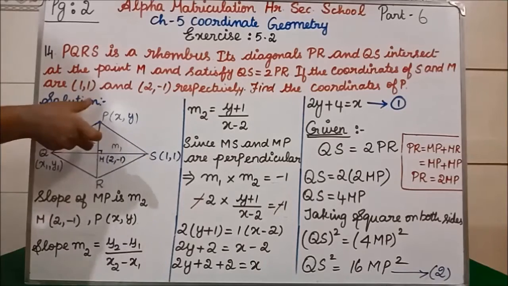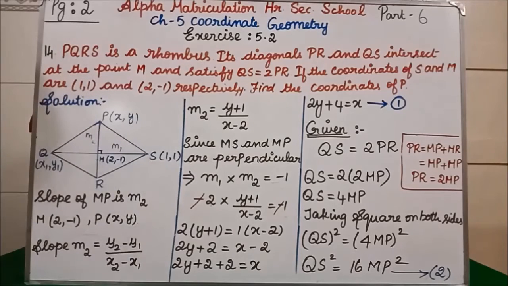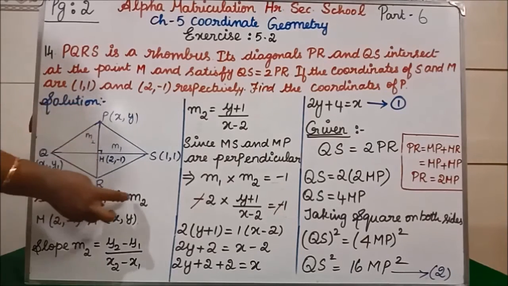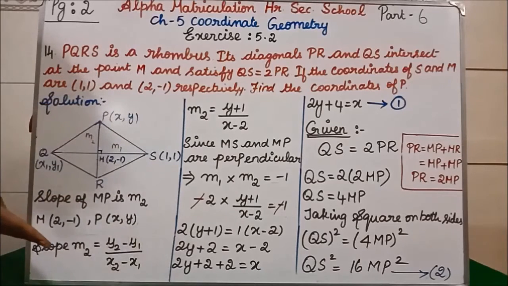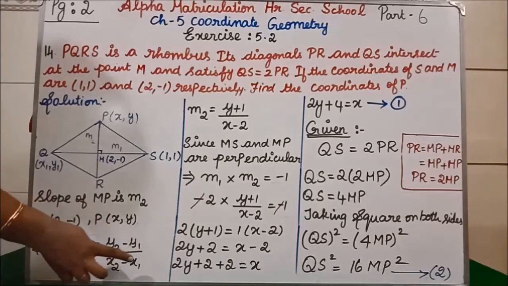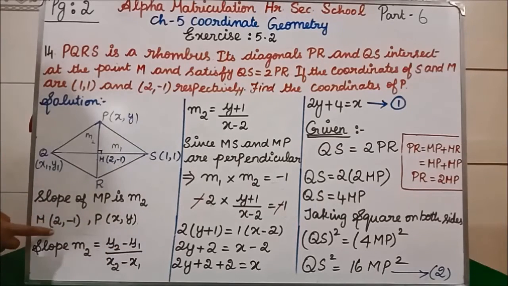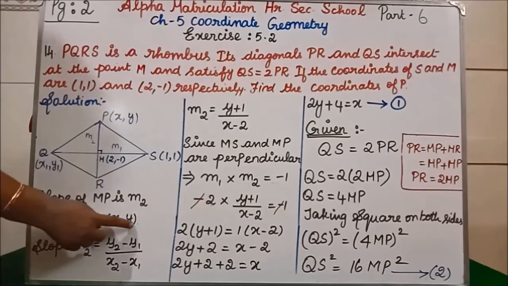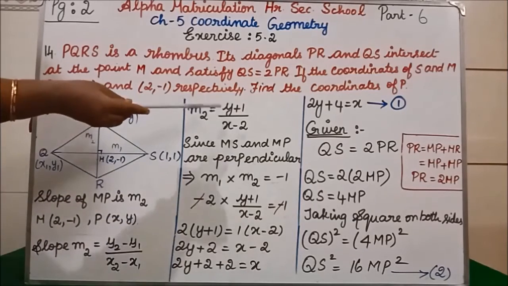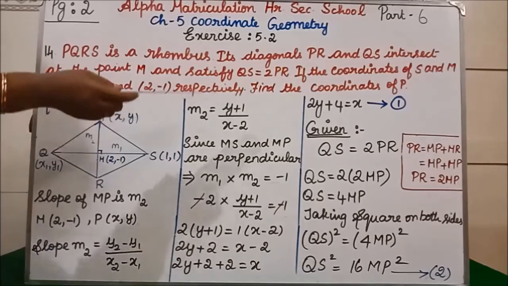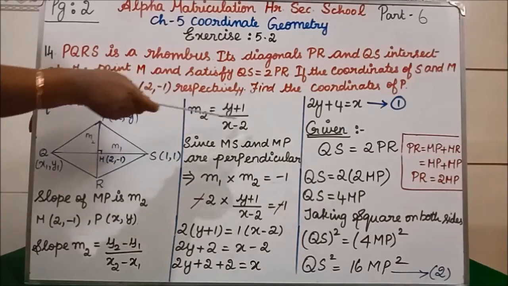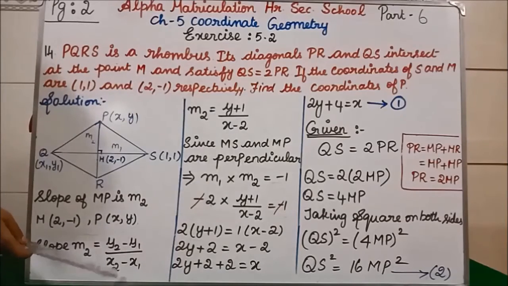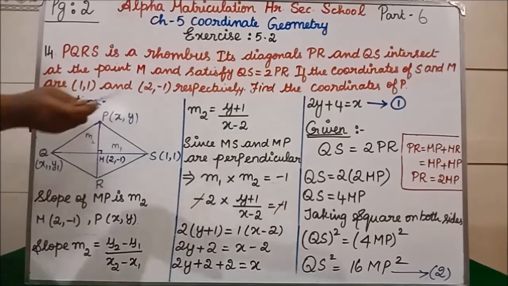Why these two are perpendicular I have told you, isn't it? So the slope of MP is M2, I have taken. M point and P point we know, so the two-point formula we are going to apply. Slope M2 equals y2 minus y1 divided by x2 minus x1. This is our x1, y1, x2, y2. So the y2 value was y itself. The y1 value is 1, and in the formula it is minus 1, so it becomes plus 1, divided by the x2 value, which is x, minus the x1 value, which is minus 2.